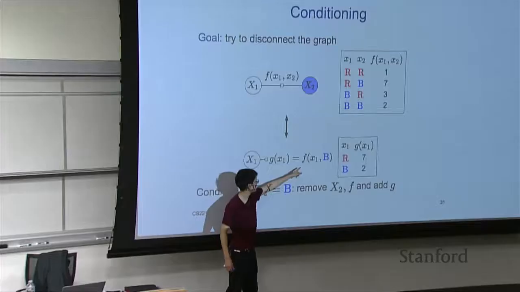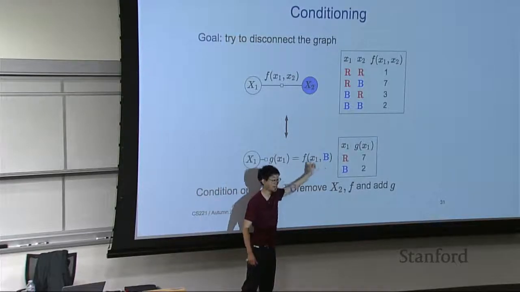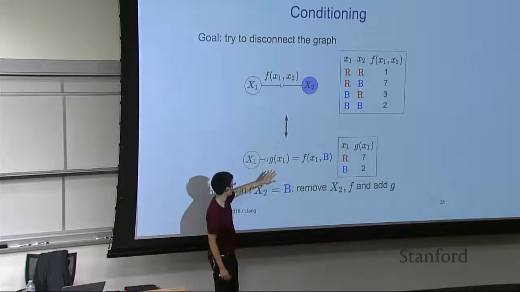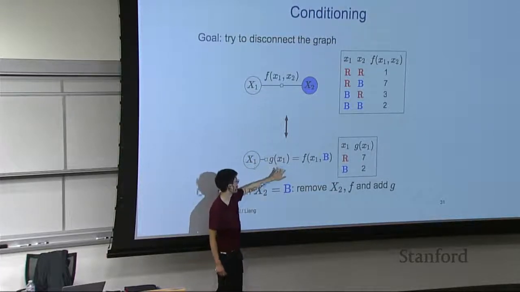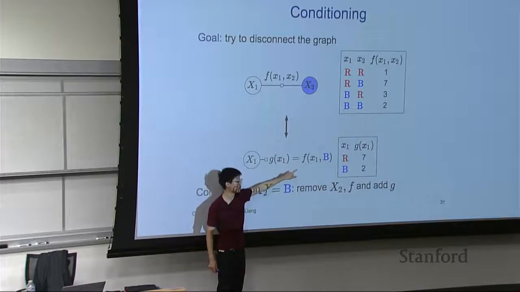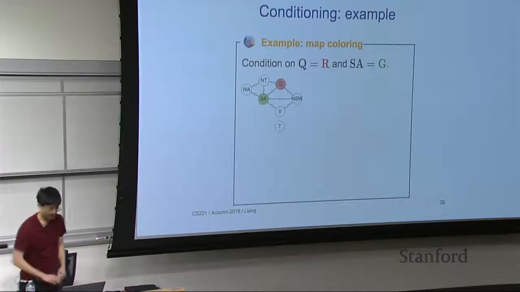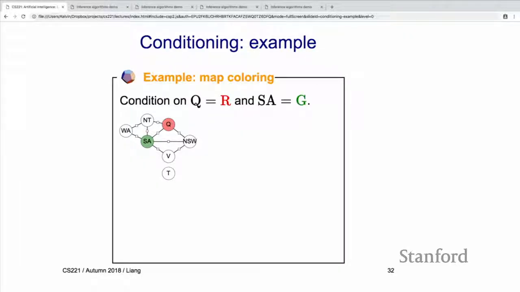So f was the original factor that took two variables, and now I've removed its dependence on x2 by just plugging b here. And we'll define a new function g, which no longer depends on x2, and it implicitly has b applied to it all the time. All right, so now let's go back to the map of Australia, and let's condition on two variables. So we'll condition on Q being red and SA being green. So if we apply the conditioning operator that I just described, the resulting graph looks like this.